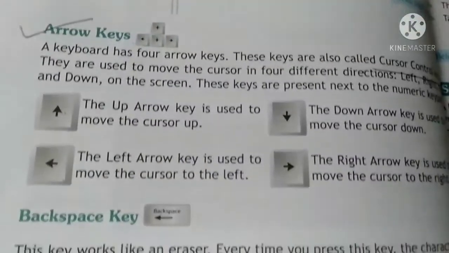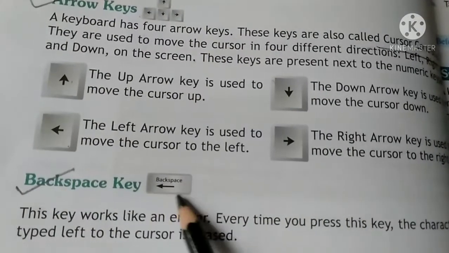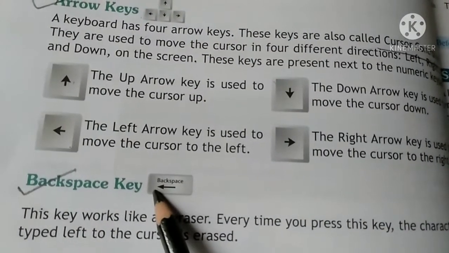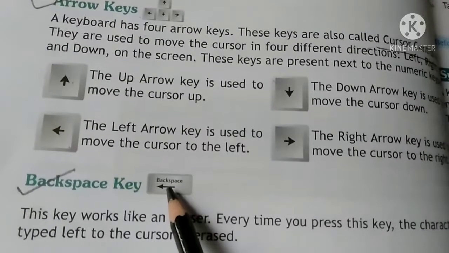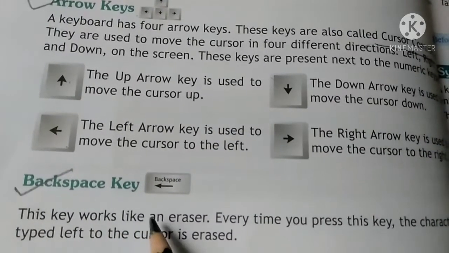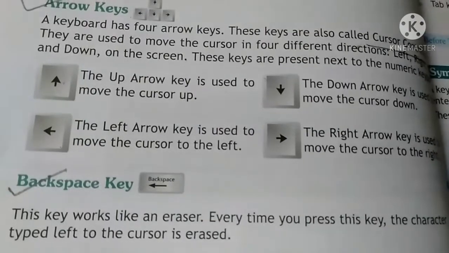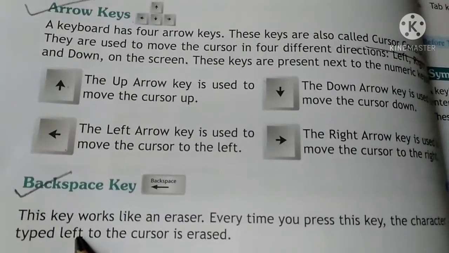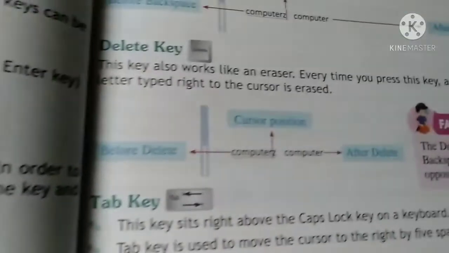Alright, now the next one is the backspace key. Look at the key carefully, look at the arrow. It is pointing to the left side, but this is not the arrow key. You will see backspace written on top. This key works like an eraser. Every time you press this key, the character that is typed left to the cursor will be erased. Okay, let's see an example.